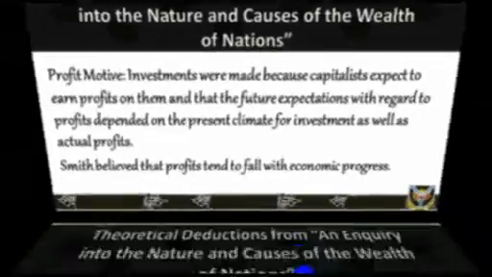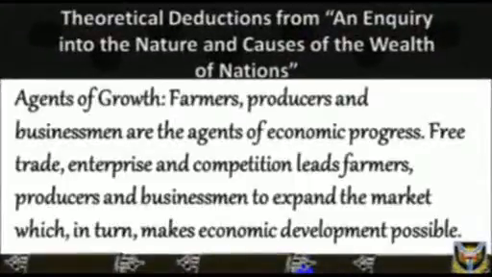5. Agents of growth. According to Smith, farmers, producers, and businessmen are the agents of economic progress. Free trade, enterprise, and competition lead farmers, producers, and businessmen to expand the market, which in turn makes economic development possible.